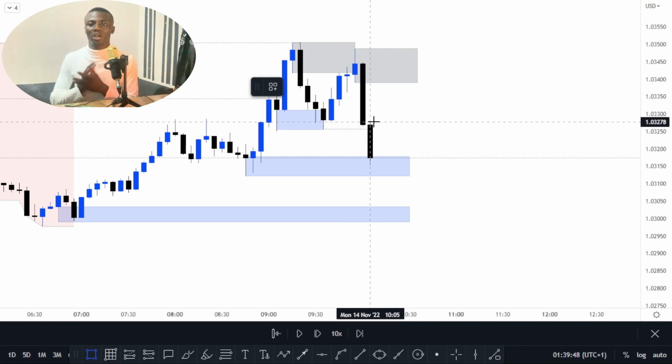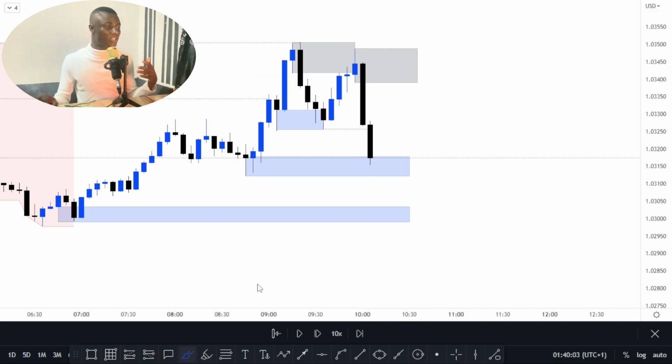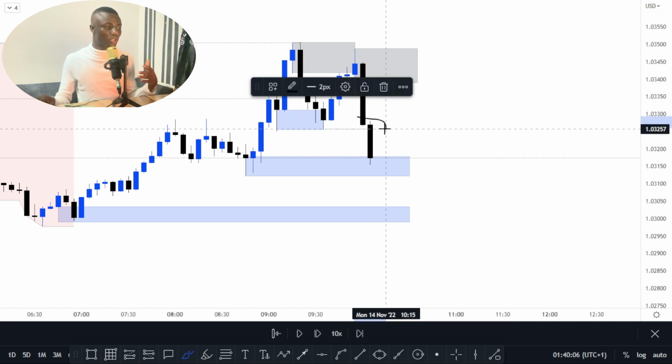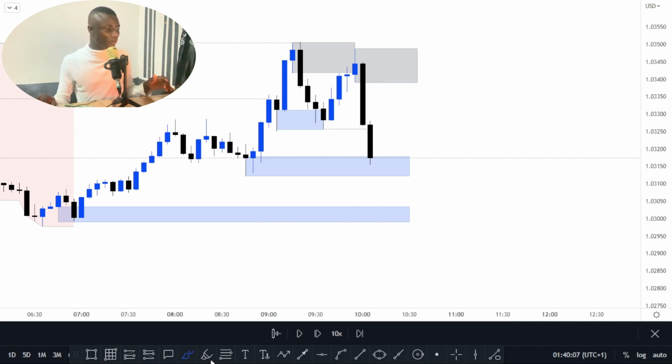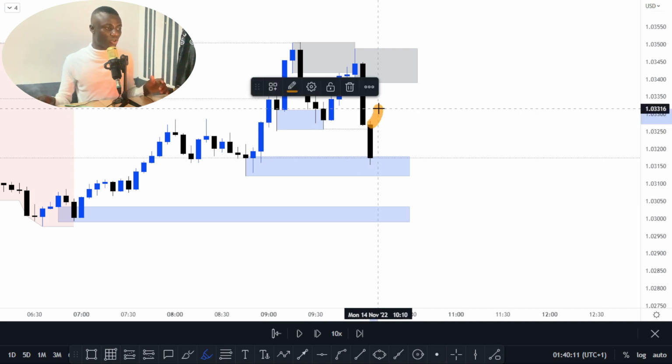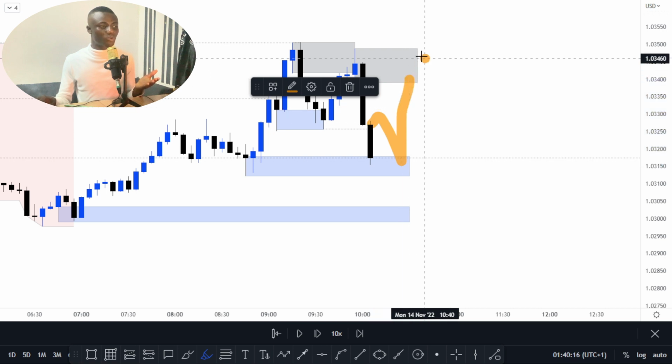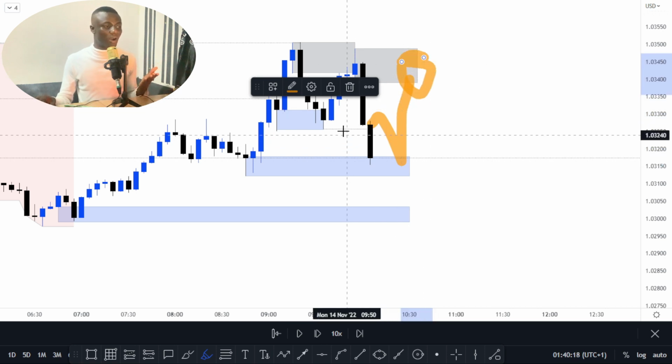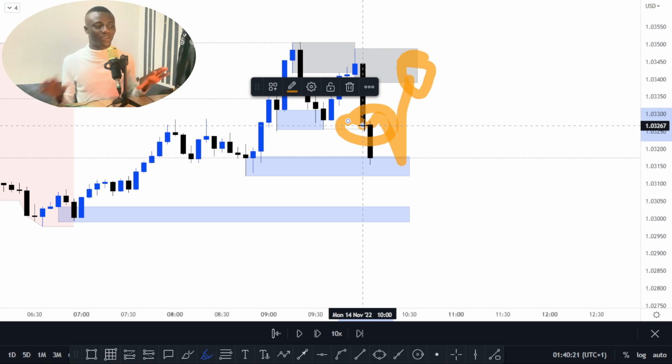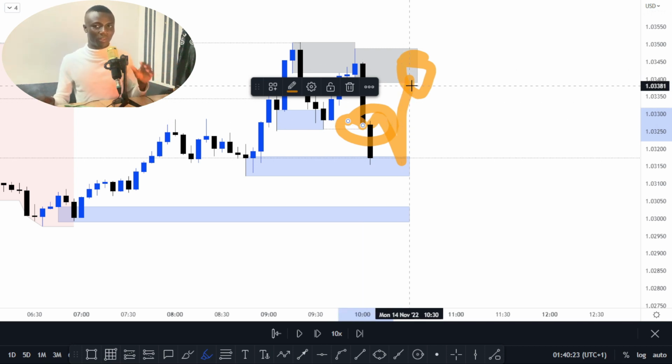I no longer trade breaker blocks, but for those of you who might want to test it out, breaker blocks are very, very good. But the reason why I no longer trade breaker blocks is simply because most of the time when price comes down and mitigates that zone, it might not take time before, let me show you, let's say price comes and mitigates the breaker block, it might not take time before price will go back up to mitigate the order block. So instead of me confusing myself, I just have to stick with the order block.